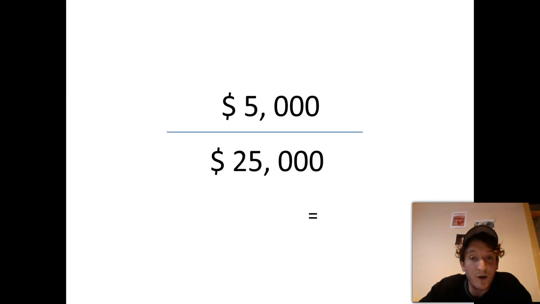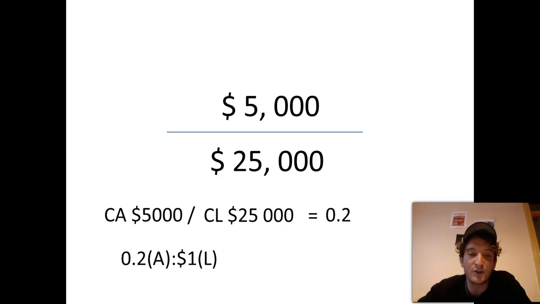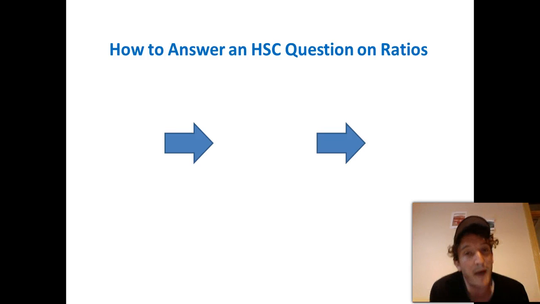Let's run through. We've got 5 grand over 25 grand. So the current asset is obviously 5 grand. We're going to divide that by 25 grand, and that's going to equal 0.2, which is 20 cents. So it's 20 cents to every dollar of liability. We express this as a ratio. So we have exactly 20 cents of current assets to every dollar of current liability. Alright, we'll come back to whether or not that's a good thing or not, but right now let's talk about how we go about answering ratios.